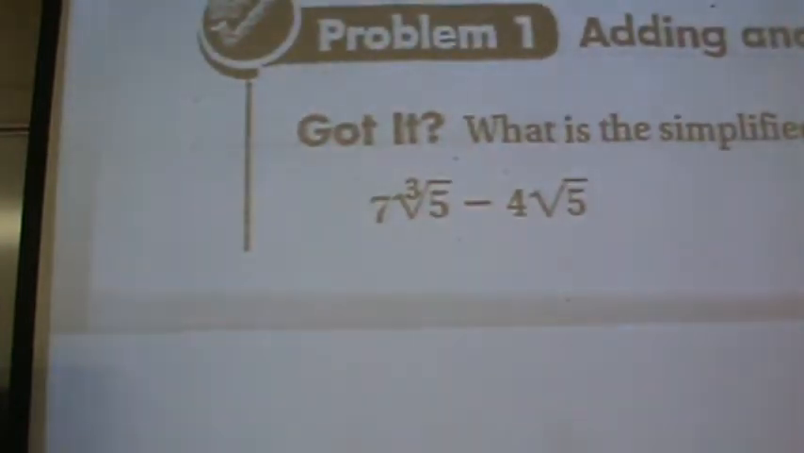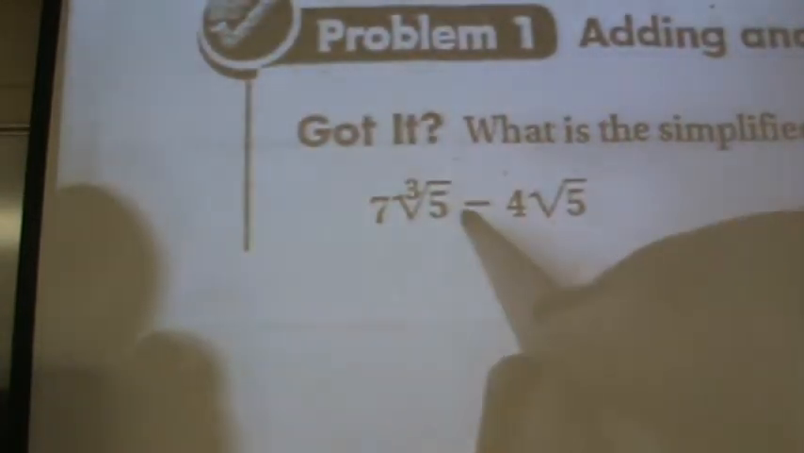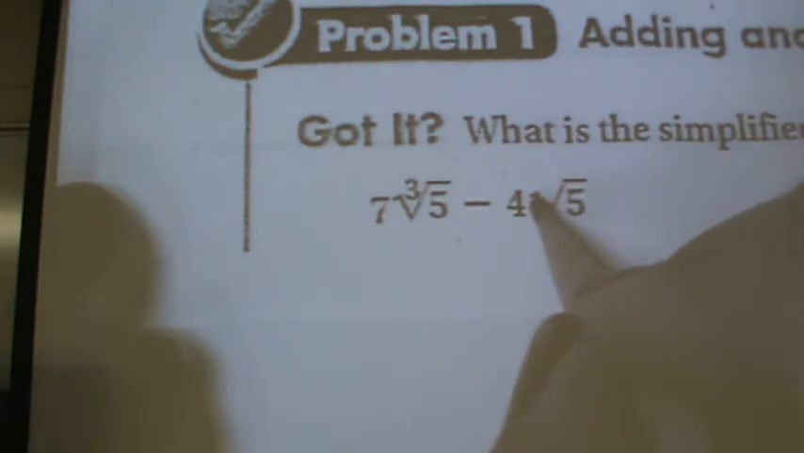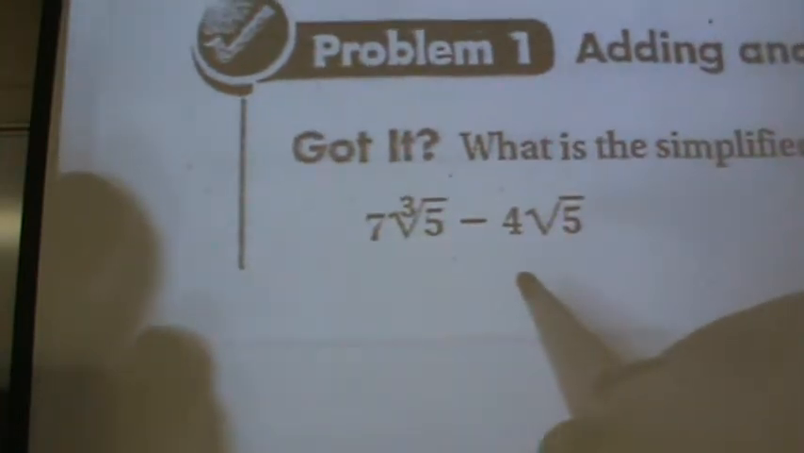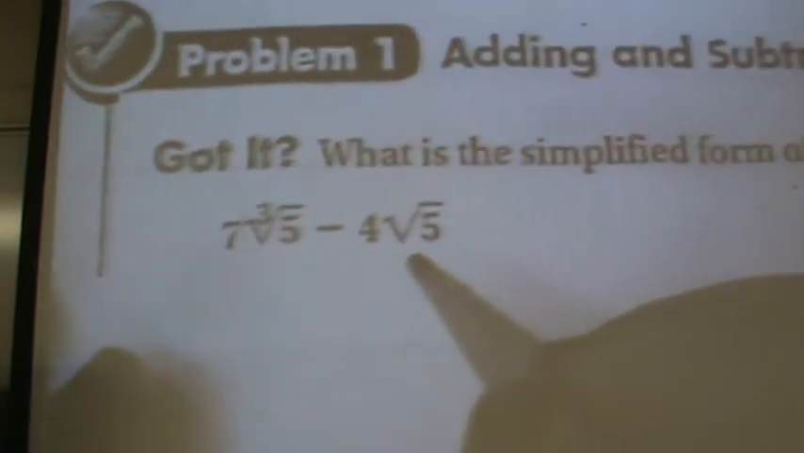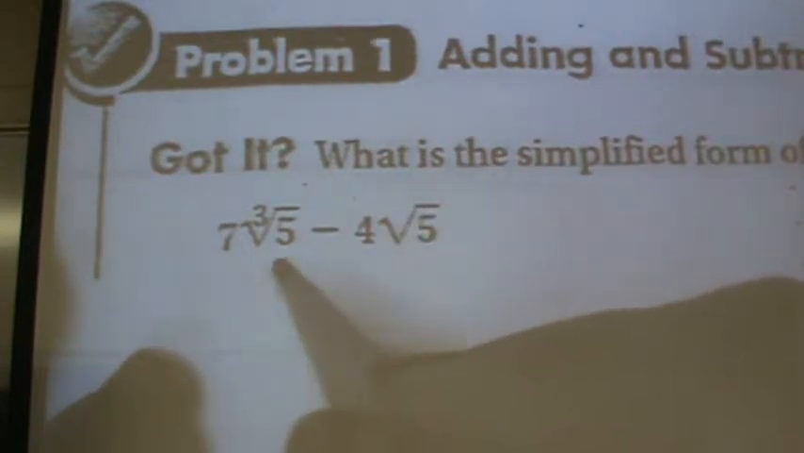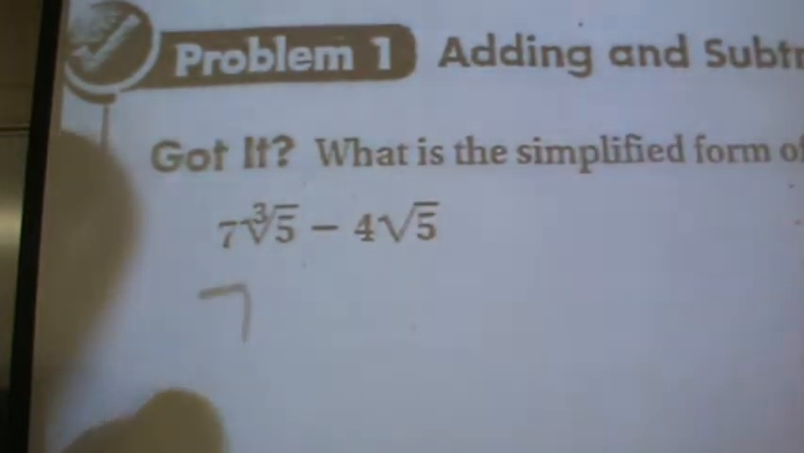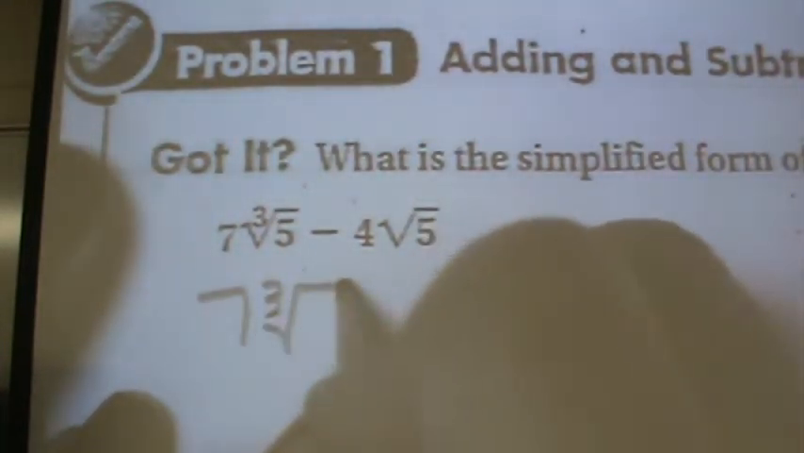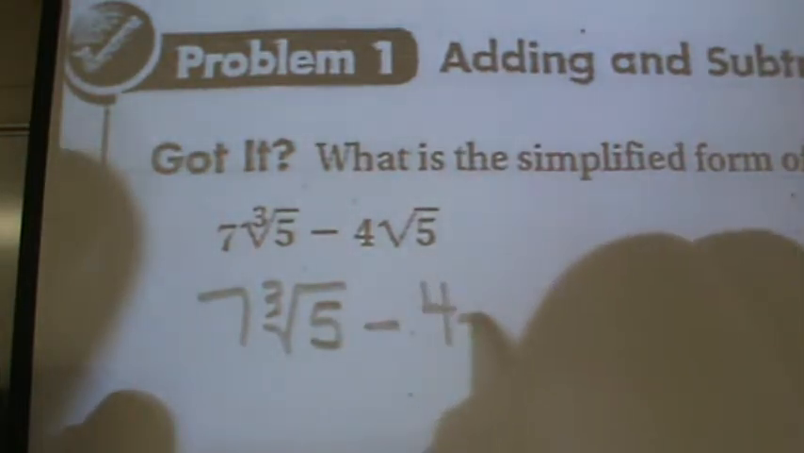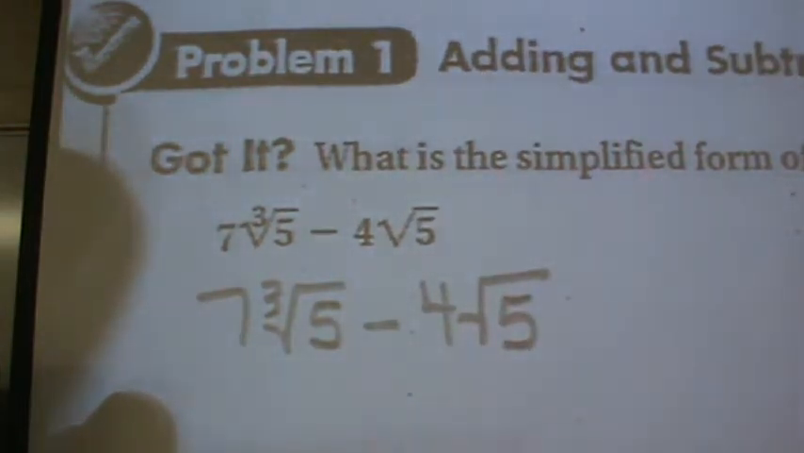Everybody. Can't do it. Why not? Why can't you do this? This is a cube root, this is a square root, so their indexes are not the same. So is the answer no solution? Can't simplify. It's simplified, exactly. It's 7 cube root 5 minus 4 square root 5. That's the answer. You can't get any simpler than that.